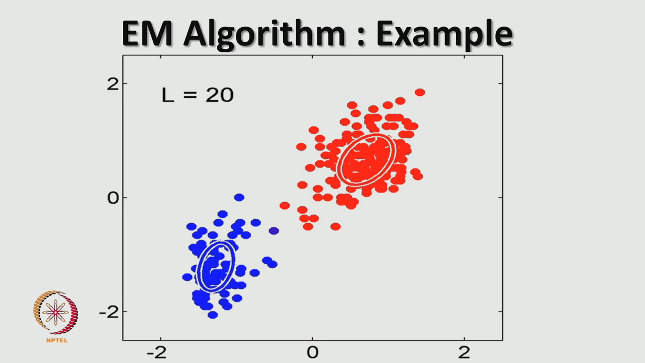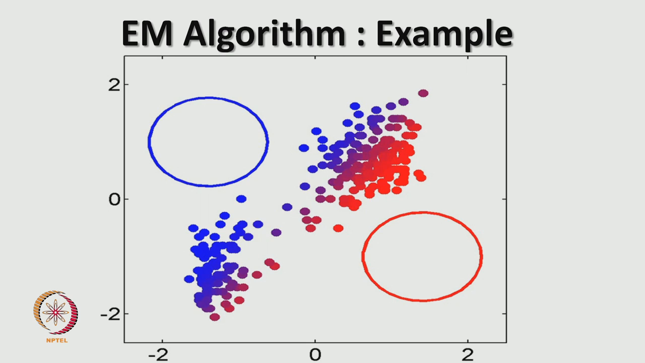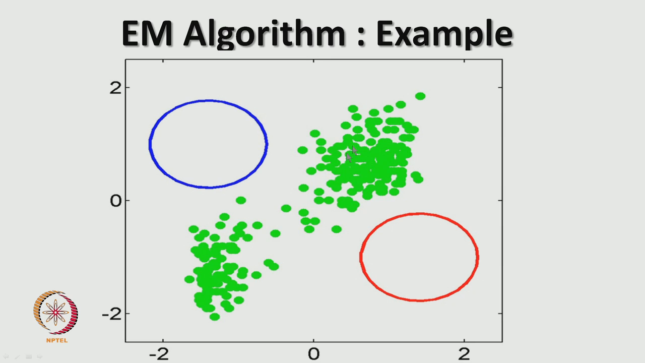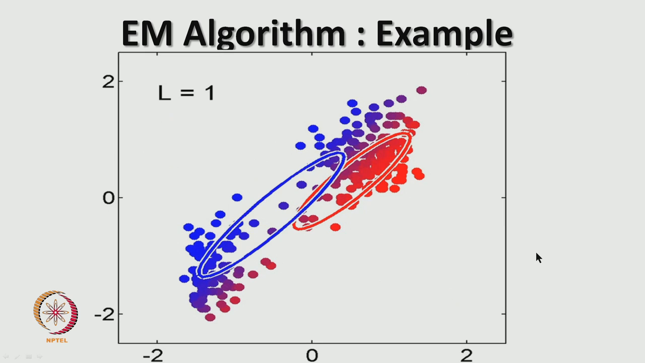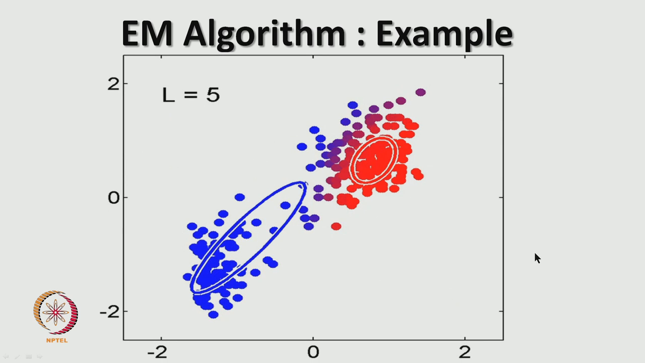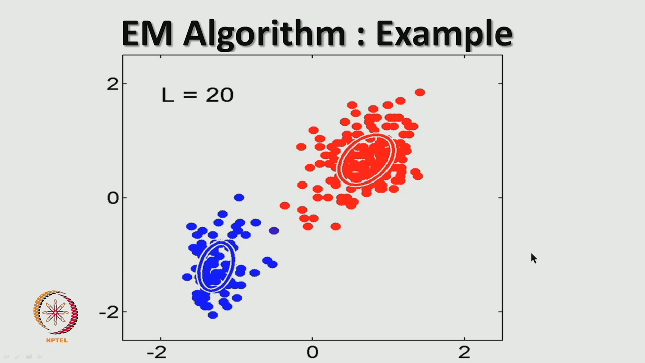Okay, let us have a look at this animation once again. So, this is the starting point. You a priori do not know where the clusters are, where it should put the Gaussian, so you can start almost anywhere, and then this is how the convergence takes place. Second iteration, fifth iteration and the 20th iteration.